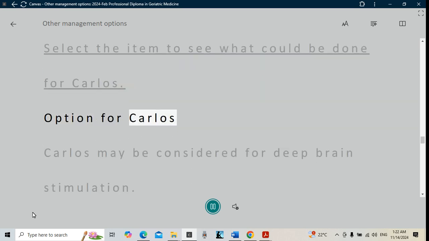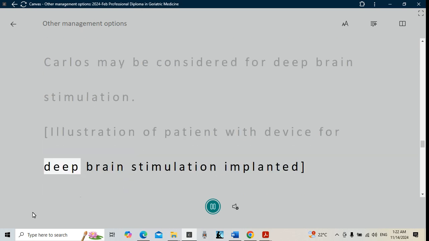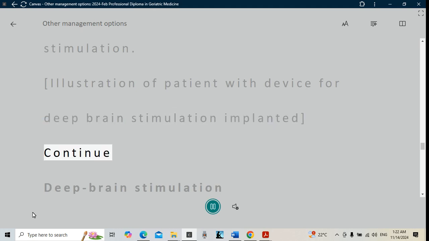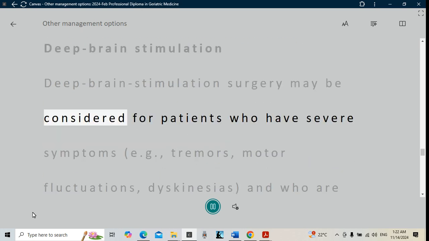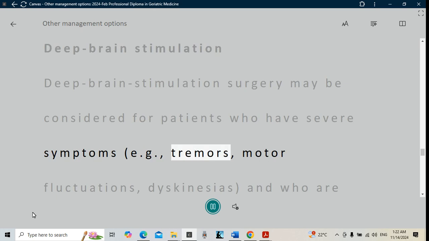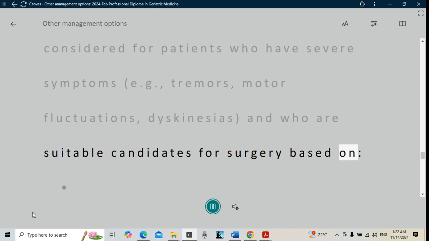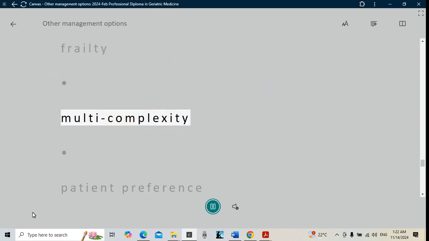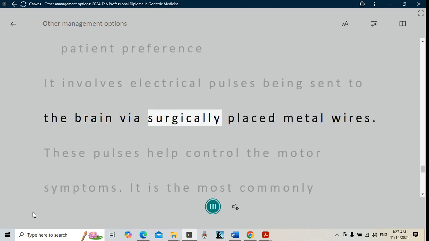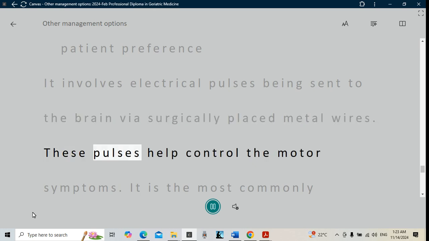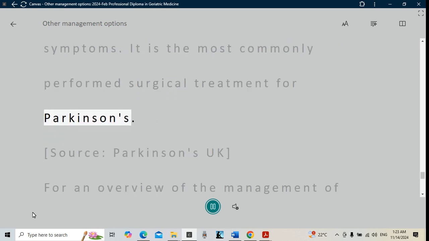Option for Carlos. Carlos may be considered for deep brain stimulation. Illustration of patient with device for deep brain stimulation implanted. Continue. Deep brain stimulation. Deep brain stimulation surgery may be considered for patients who have severe symptoms, e.g., tremors, motor fluctuations, dyskinesias, and who are suitable candidates for surgery based on frailty, multimorbidity, patient preference. It involves electrical pulses being sent to the brain via surgically placed metal wires. These pulses help control the motor symptoms. It is the most commonly performed surgical treatment for Parkinson's.